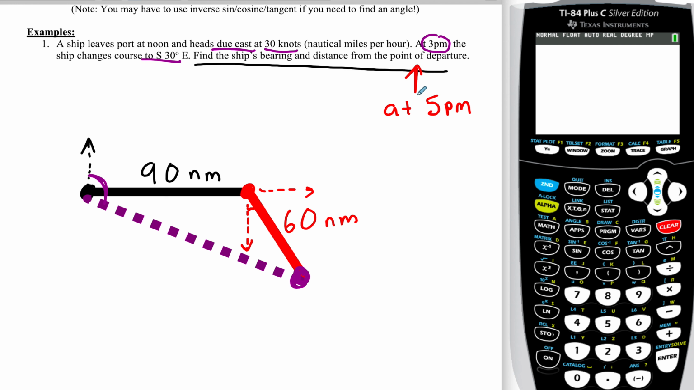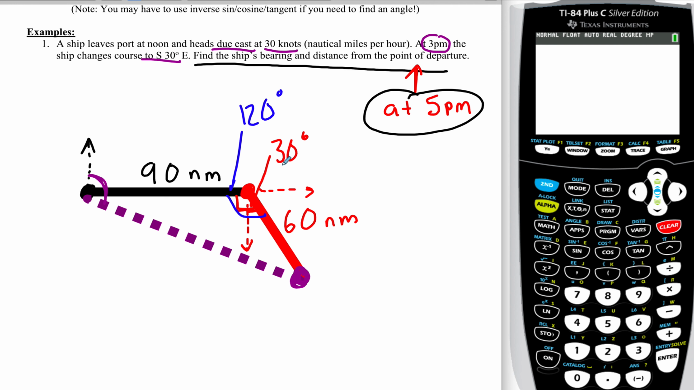Remember, I had to add this information of at 5 p.m. so that I could get a full triangle. So what we know is we're told that this is a 30-degree angle, and now we need to know what this is. Well, we can figure that out, because this has to make a 90-degree angle between the west line and the south line. So that makes this whole angle here 120 degrees, because we've got the 90-degree angle plus the 30-degree angle.